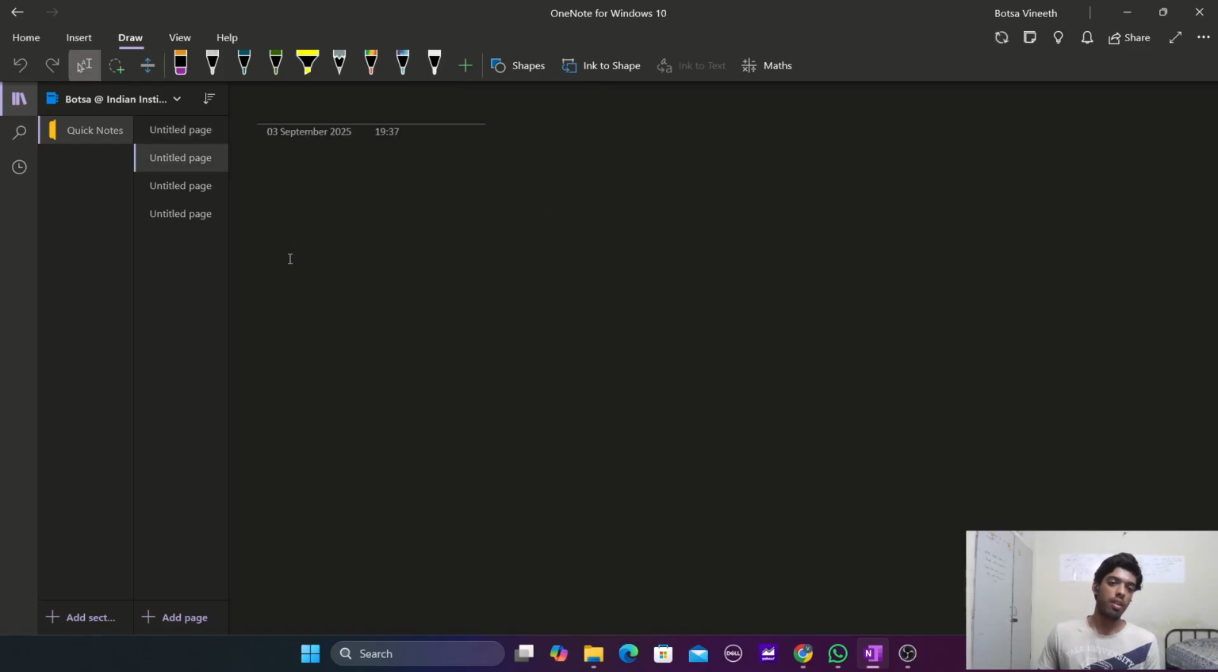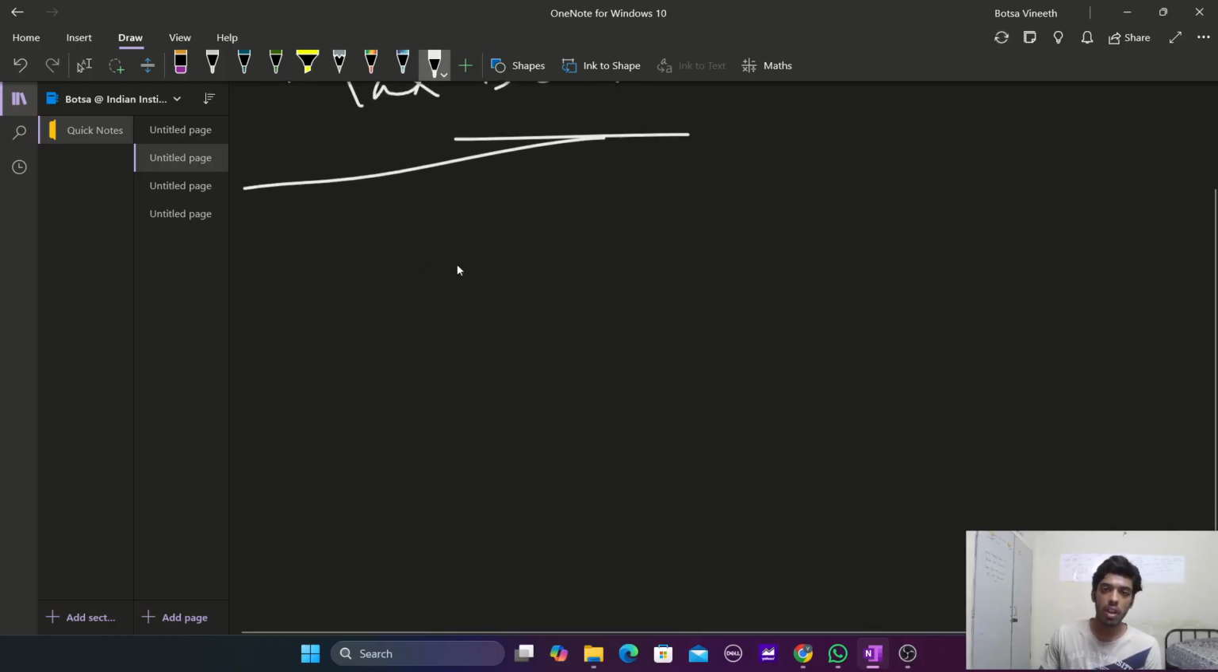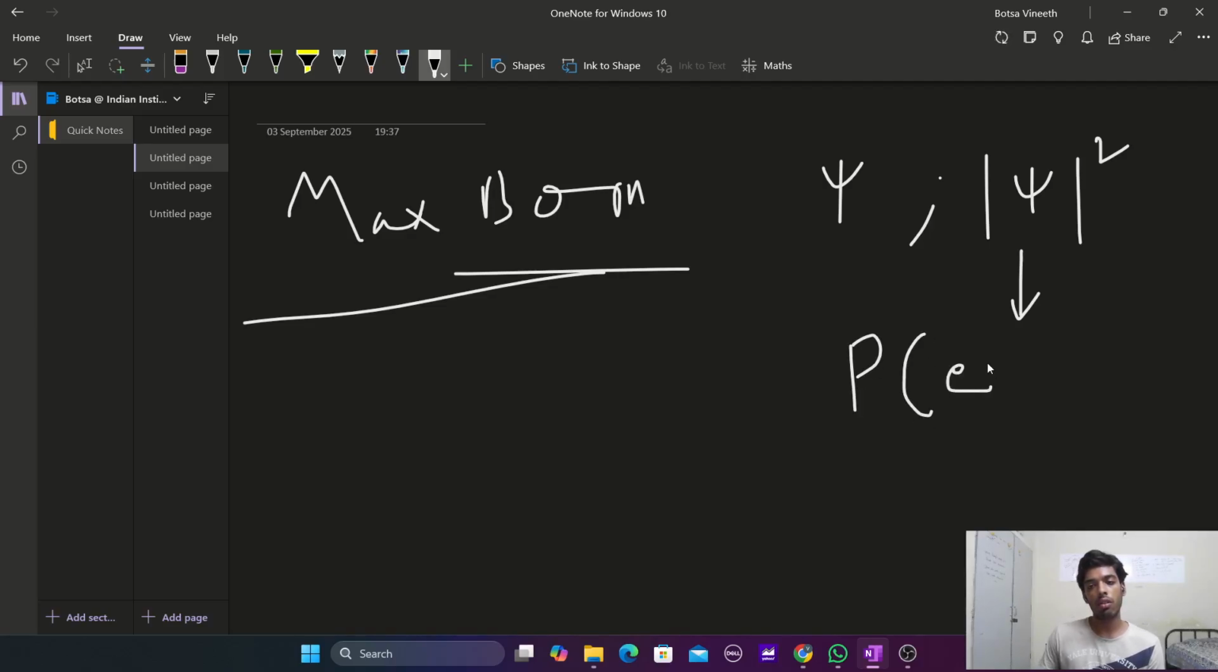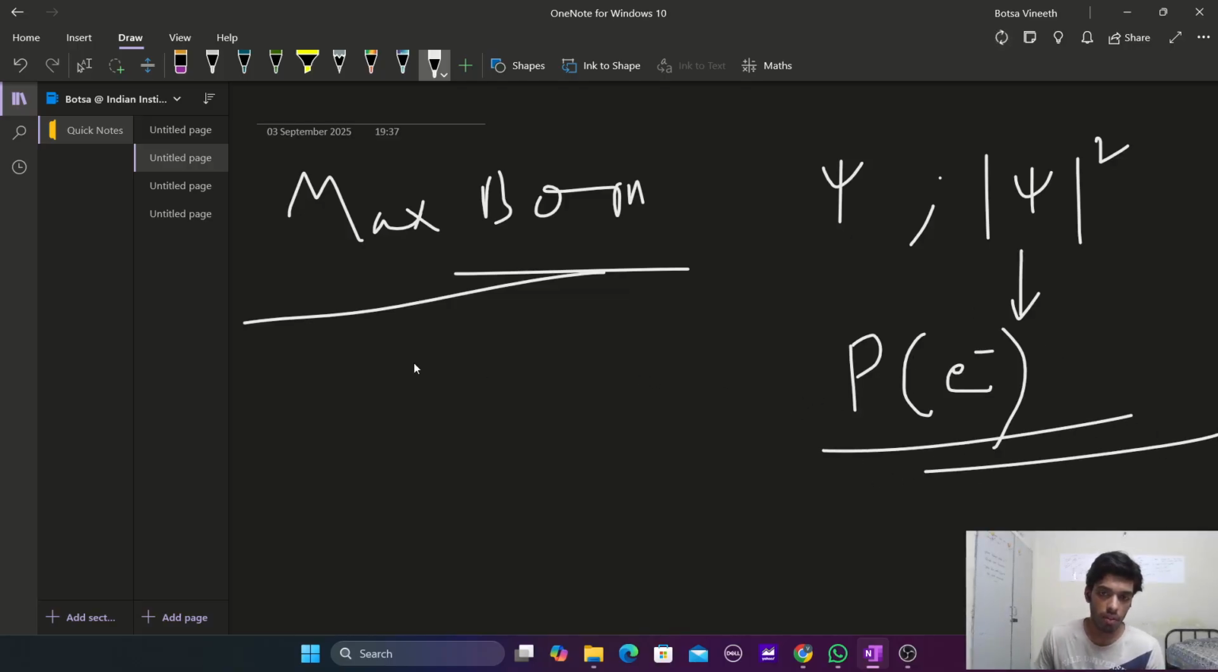So there came another scientist, Max Born. Born suggested that the wave function psi doesn't hold any information, but psi square holds every piece of information that is needed. So what does psi square actually hold? He told that psi square is the probability of finding an electron. Wow, what do you mean by the probability of finding an electron? So psi square will be a function of position x, y, z and time.